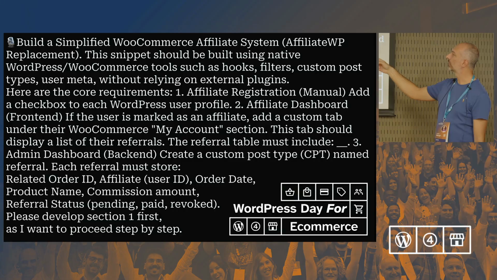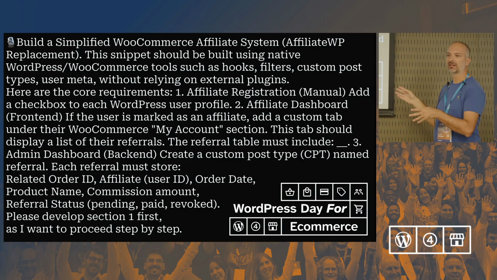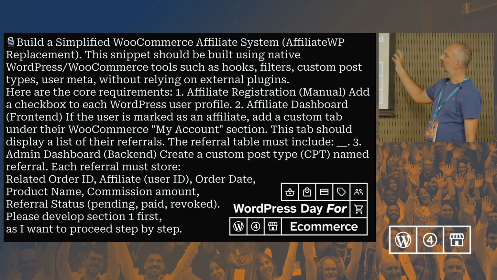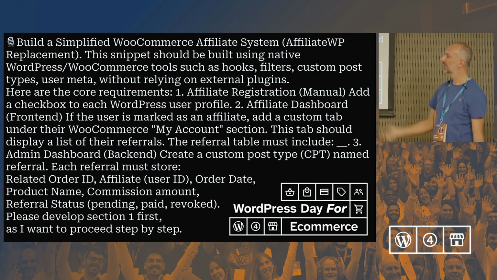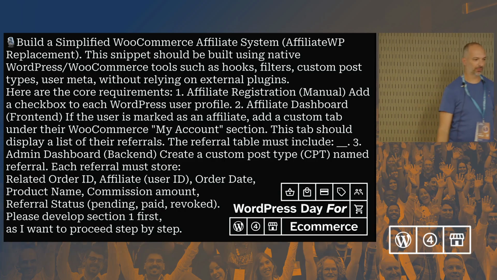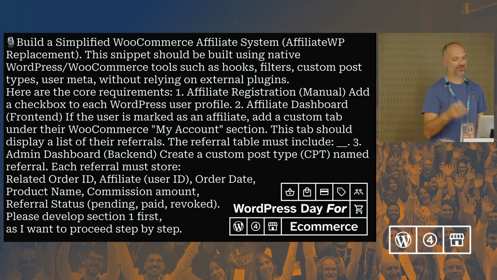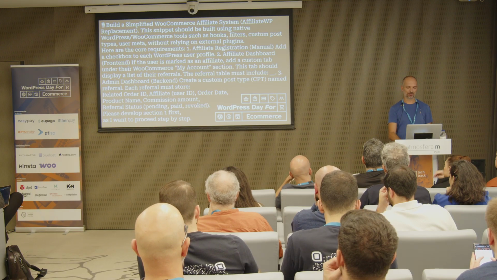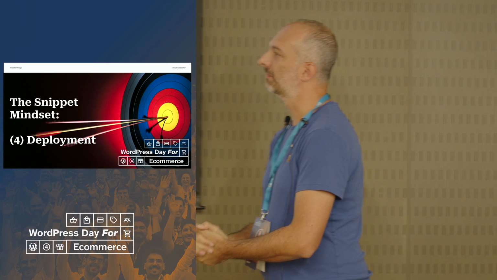Number 3, as an admin, I need you to create a custom post type. Since then, I changed this to a custom database table instead, but that's for another story. Named referral. Each referral must come with order ID, affiliate ID, order date, product name, commission amount, and referral status. That's it. That's the code snippet replacement for a full plugin. Please develop section 1 first, as I want to proceed step by step. That's a good tip, because ChatGPT or the others might get a little bit crazy if you ask for the whole thing at the same time, right?